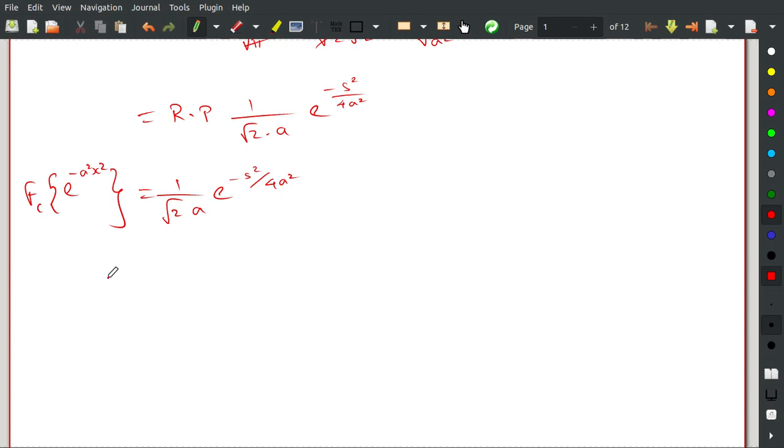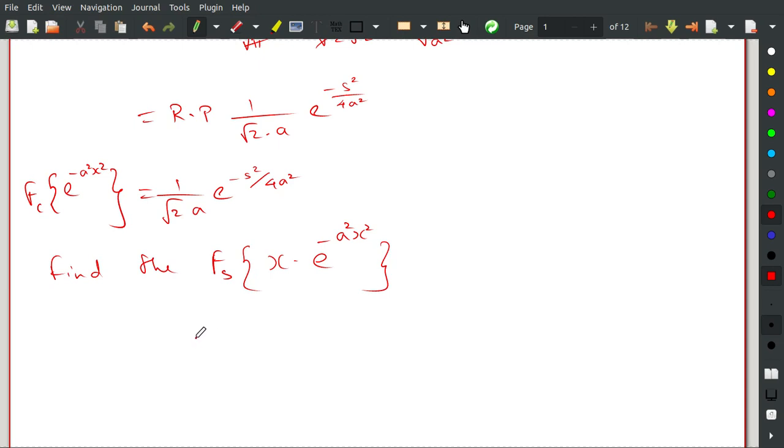Next, with this we have finished the first part, and with this result we have to find the next thing, which is to find the Fourier sine transform of x into e power minus a square x square, right? So they asked to find this one.